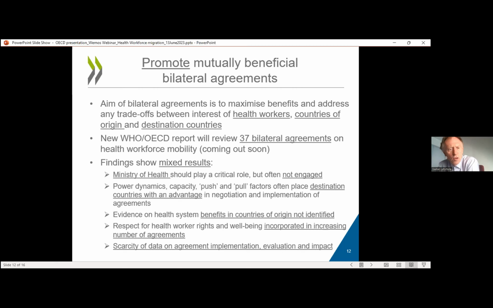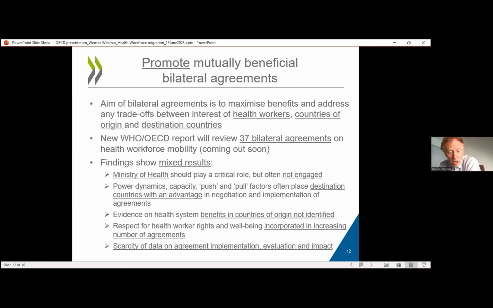I haven't been directly involved in this work, but one of the first findings is that in theory one would expect the Ministry of Health to play a critical role in these bilateral agreements, but often they're not involved. Then the destination countries also tend to have an advantage in terms of the negotiation and the implementation of these agreements because they have more power than the countries of origin.